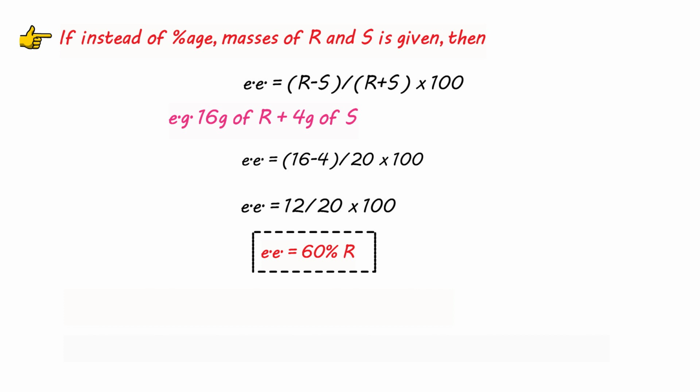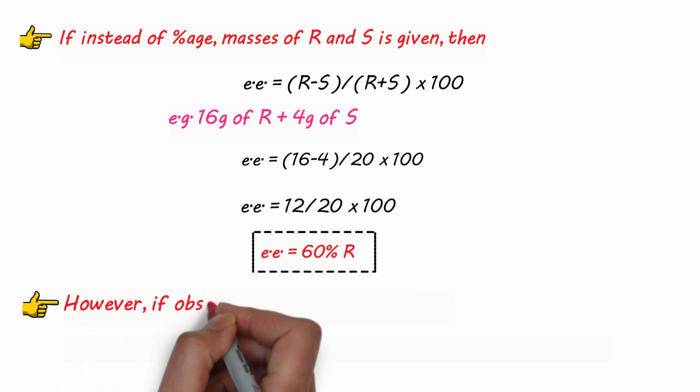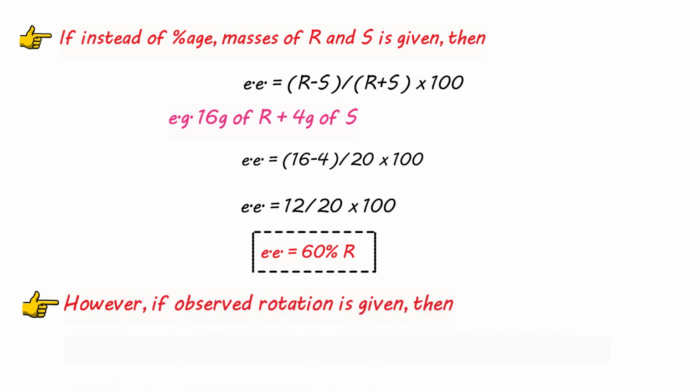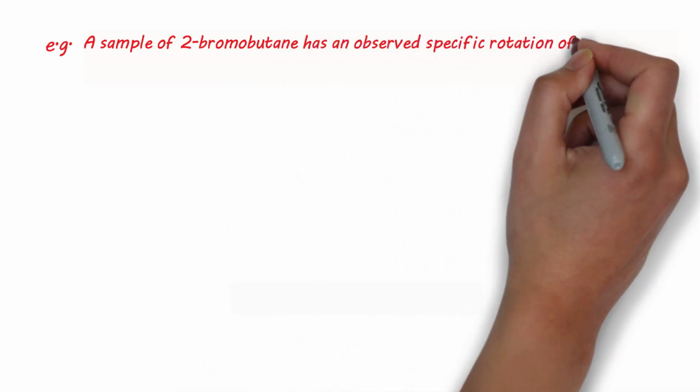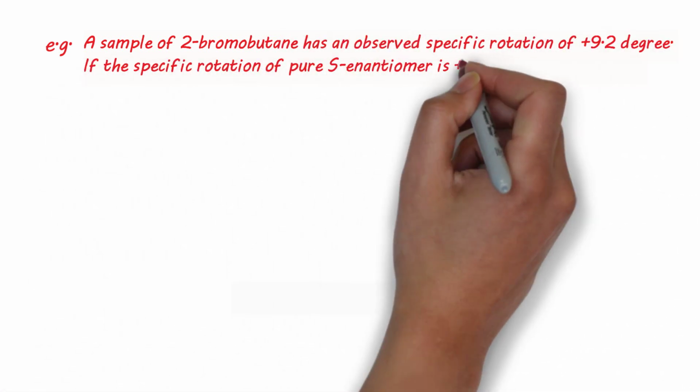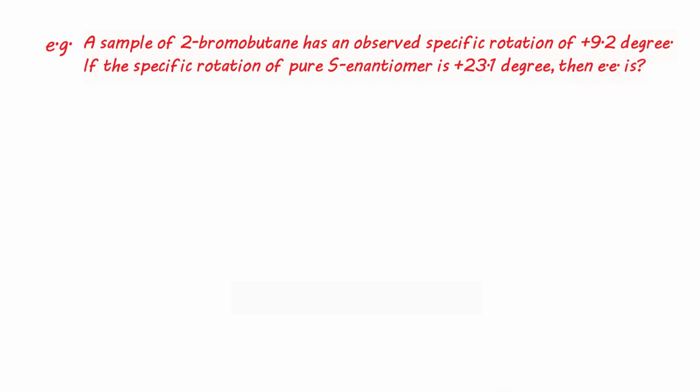However, अगर ना percentage दी हुई है ना masses दिया हुआ है, if observed rotation is given, then enantiomeric excess will be equal to specific rotation of sample divided by specific rotation of pure enantiomer multiply 100. This is illustrated as, suppose we have a sample of 2-bromobutane, that's a chiral molecule. It's having an observed specific rotation of plus 9.2 degree. If the specific rotation of its pure S enantiomer is plus 23.1 degree, then what is the enantiomeric excess?